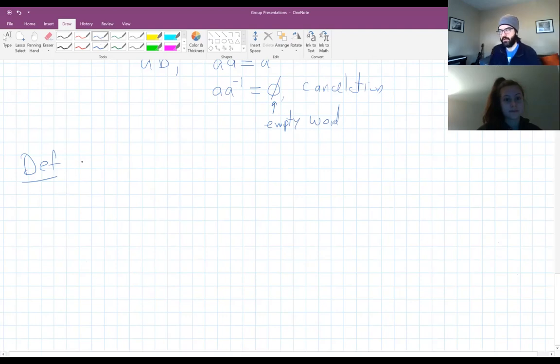So I want to define, let G be the group generated by some set X, and A is just going to be X union X inverse. So X is going to be a subset of G as sets.